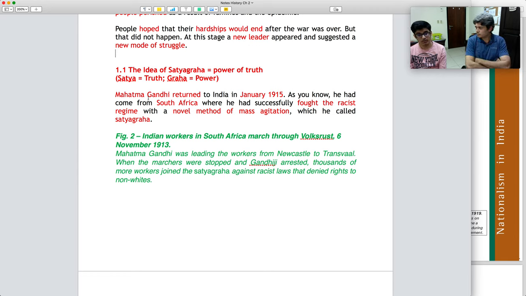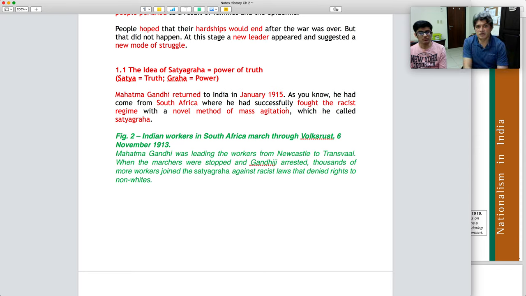So he complained to the guard, and the guard threw him out of the train. Since then, he found that very disturbing, that just because of his color. He also saw that a lot of Indians were working in very poor, miserable conditions in South Africa, and he wanted to fight for them.